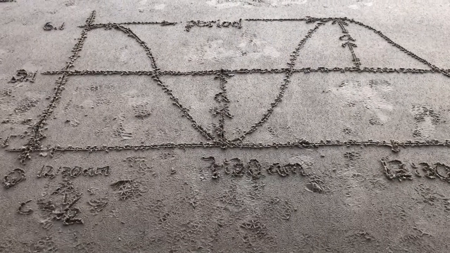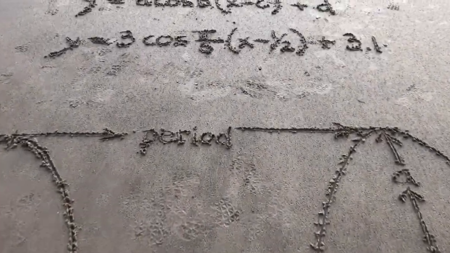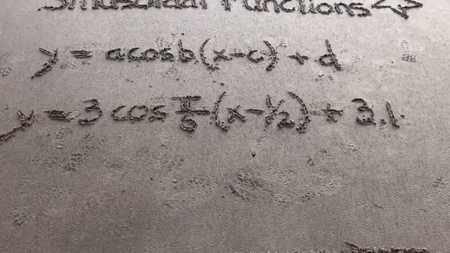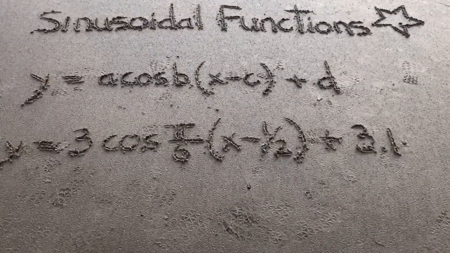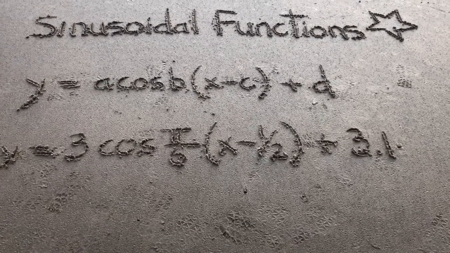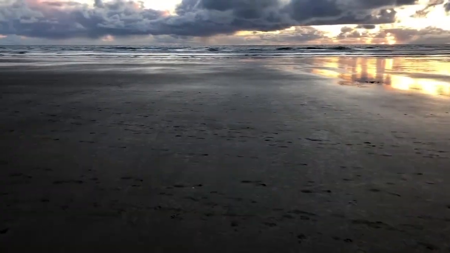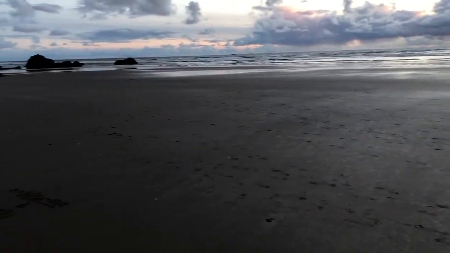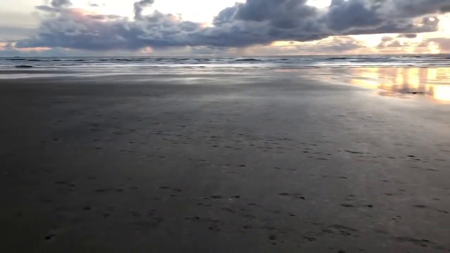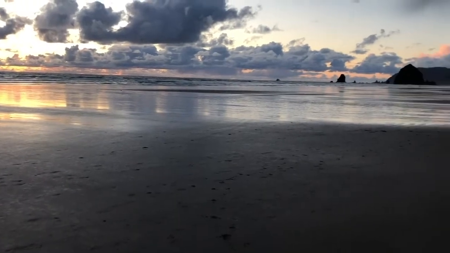Okay, and now here we go for the big reveal. There's our function graphically, and look at this. Dun, da, da, da. y equals 3 cos pi over 6 bracket x minus half, end bracket, plus 3.1. That's correct. You saw it right here on the Oregon coast. And I know you are just as excited as I am.